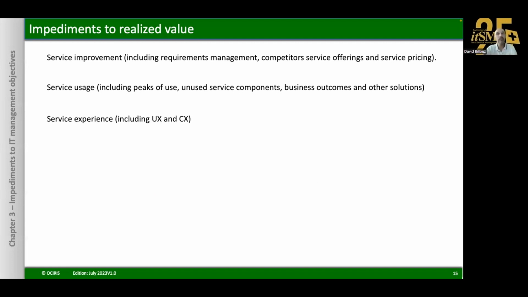And of course, the service experience itself is the main impediment that can, in fact, have an impact on the value that is realized.